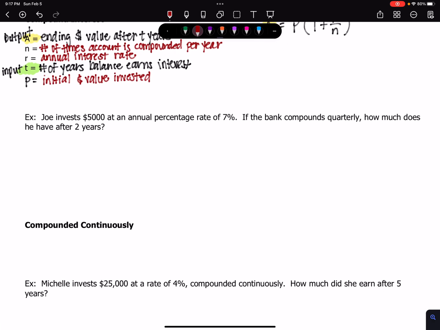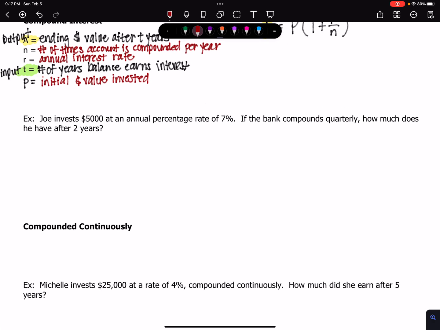So here in our first example, Joe invests $5,000. That's our P value. So I'm going to write P equals 5,000. So that's one value of a parameter. And he invests that at an annual percentage rate of 7%. So R is equal to 0.07. We're going to take that percentage and make it a decimal.